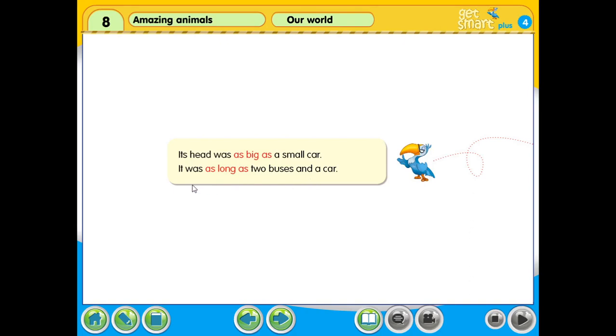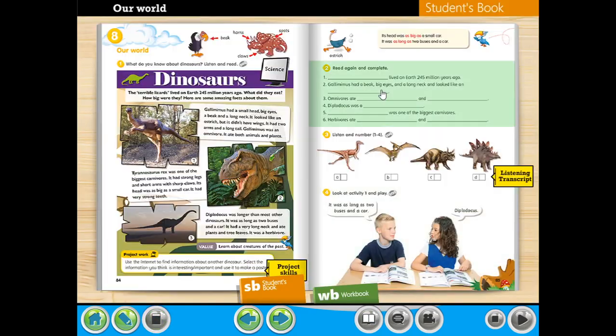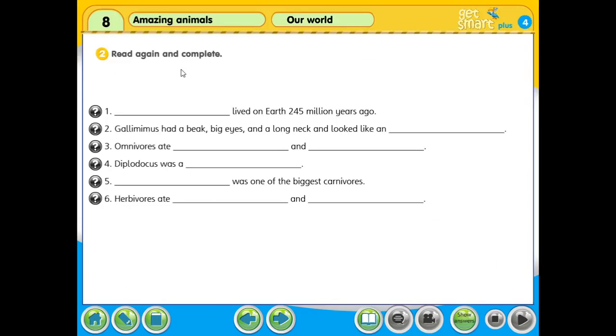Alright, now class, read after me. Its head was as big as a small car. Alright, the second sentence we read together. Ready? Go. It was as long as 2 buses and a car. Alright, now we go to the next section.